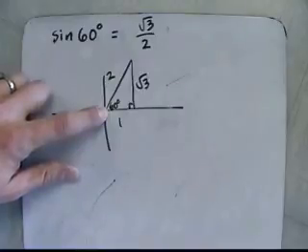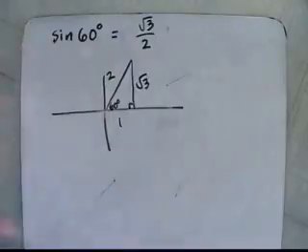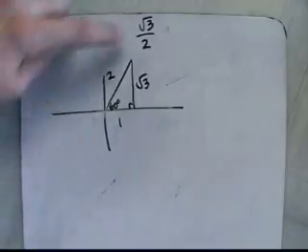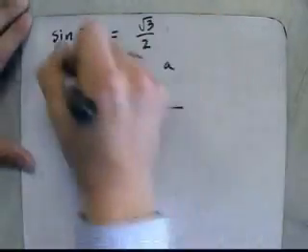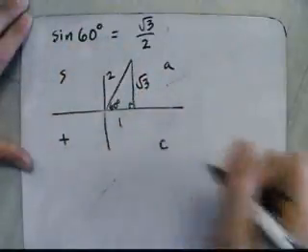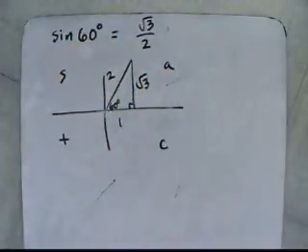Okay, so I'm feeling pretty good about what we've done so far. Nothing really there is that new. Now, should this be positive or negative? Which quadrant am I in? A, which means all of them are positive, right? So that has to be positive, okay?